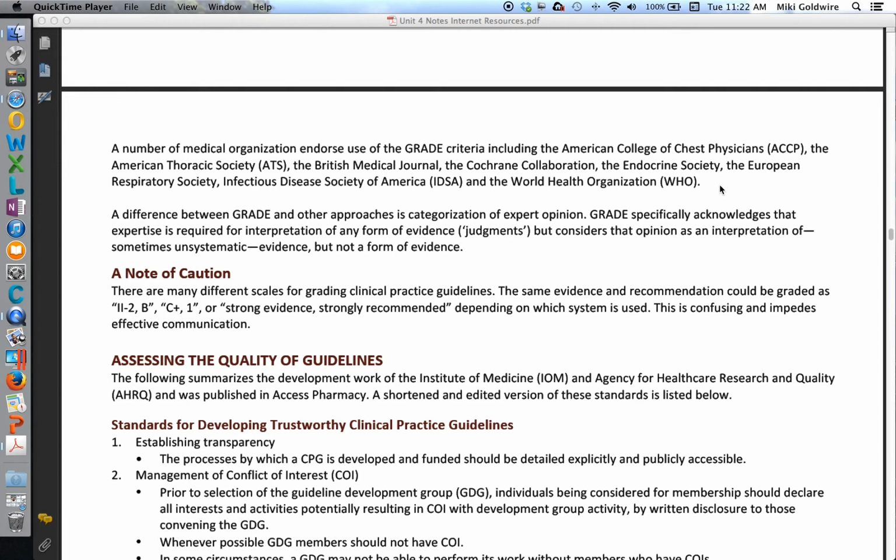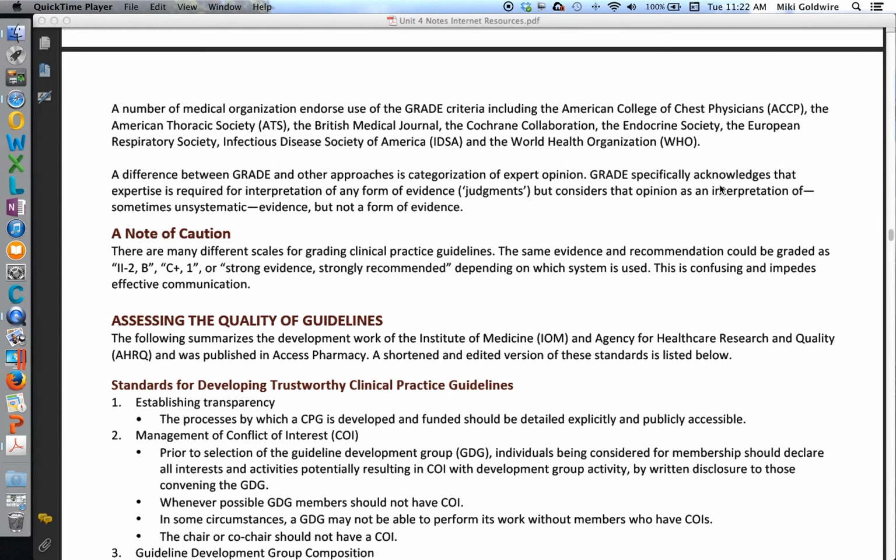So I have a note of caution in here that there are many different scales for grading clinical practice guidelines. The same evidence and recommendation could be graded as 2B, C+1, strong evidence, strongly recommended, depending on what system is used. So one of the first things you need to do when you are assessing a guideline or the possibility of using the guideline is to determine how they developed their criteria and graded their recommendation.